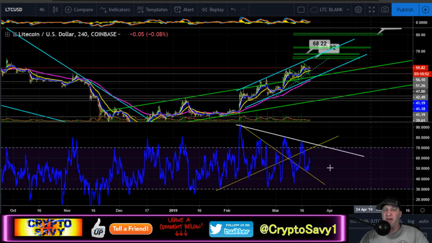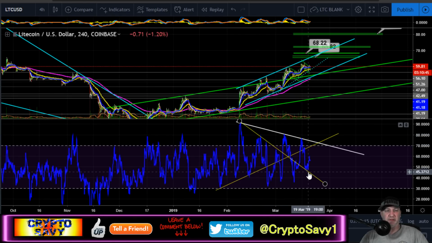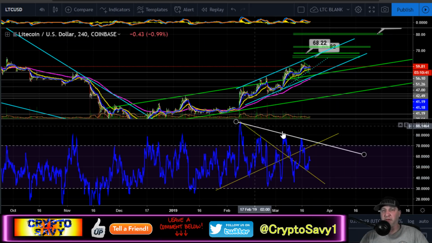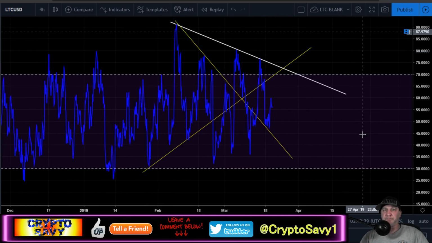As you can see, I've had these two trend lines drawn in here, which we've been using as support and resistance. And then I just drew this line this morning, and that's from each peak here, the resistance. And this is why I believe we have another move up. I'm going to show you in the RSI now.